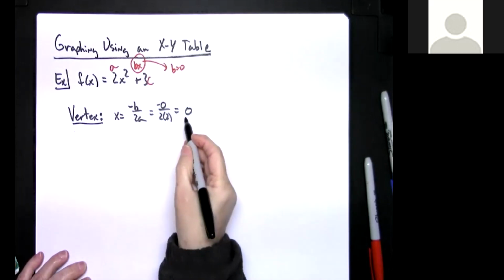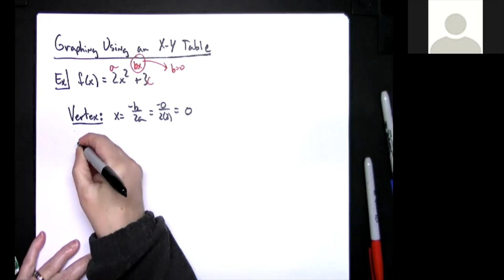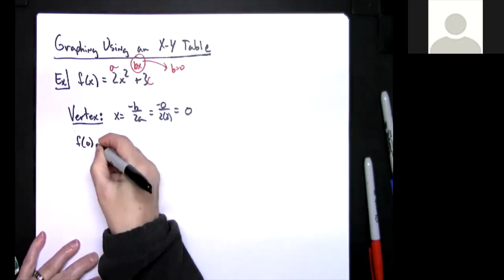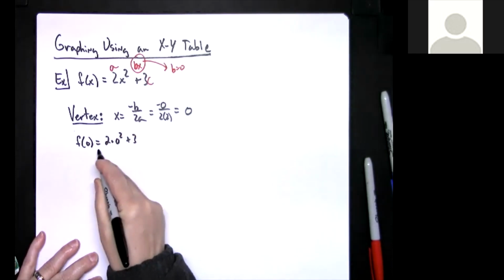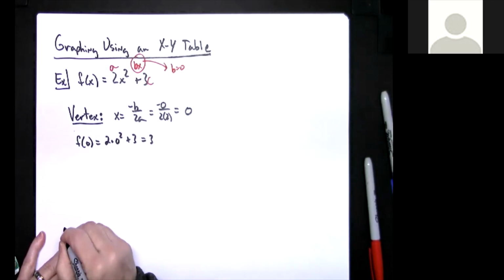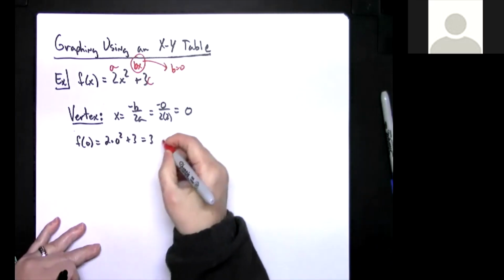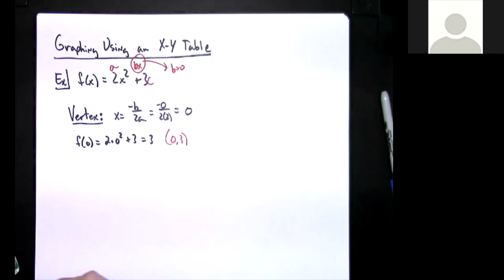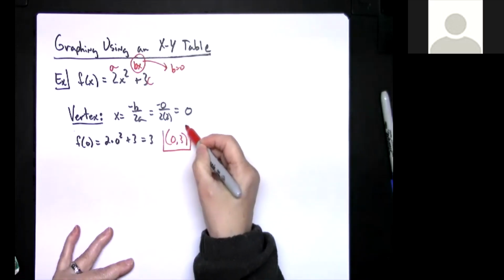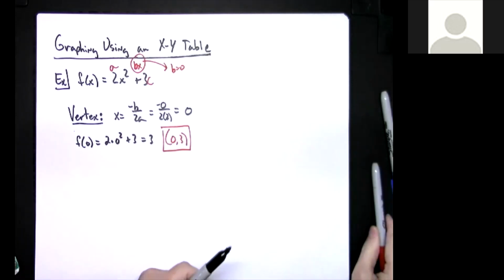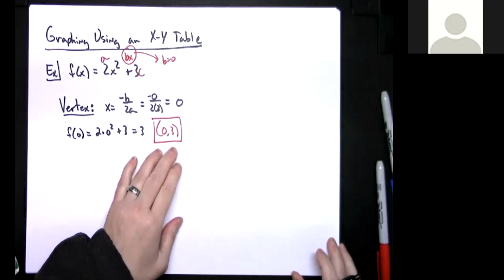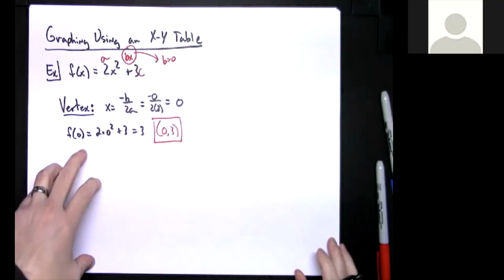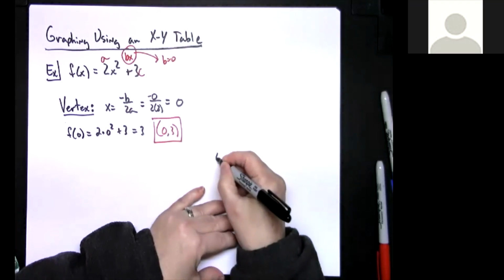Now, if I want to find the y coordinate, I take f of 0 and plug it back in: 2 times 0 squared plus 3. This term's going to be 0, so this is going to be 3. So my vertex ends up being 0, 3. The only reason that I would even consider calculating that is for your XY table. It's going to help you pick your values, and I'll explain that in just a minute.